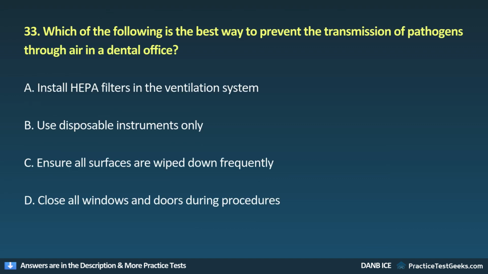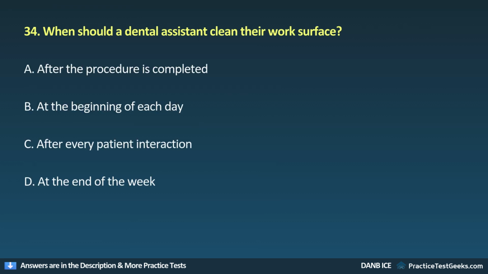33. Which of the following is the best way to prevent the transmission of pathogens through air in a dental office? A. Install HEPA filters in the ventilation system. B. Use disposable instruments only. C. Ensure all surfaces are wiped down frequently. D. Close all windows and doors during procedures.